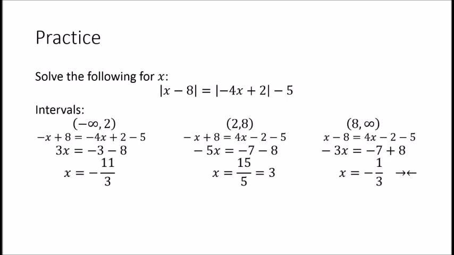And here we go. We break it into 3 intervals, one between negative infinity and 2, one between 2 and 8, one between 8 and positive infinity, and notice that one of our 3 solutions was not a valid solution, so that there are only 2 solutions here, x equals 3 and x equals negative 11/3. And that's it.